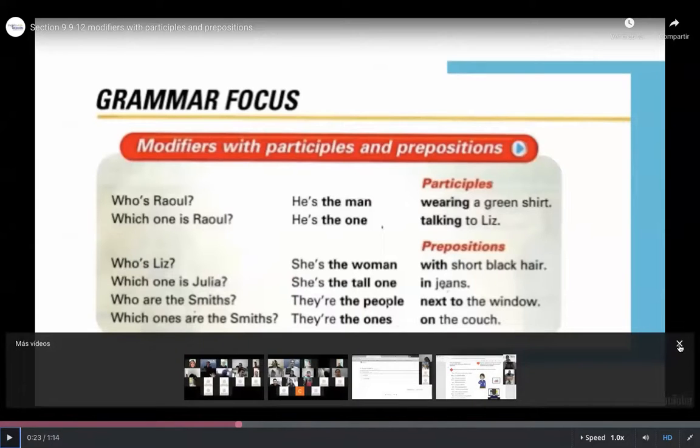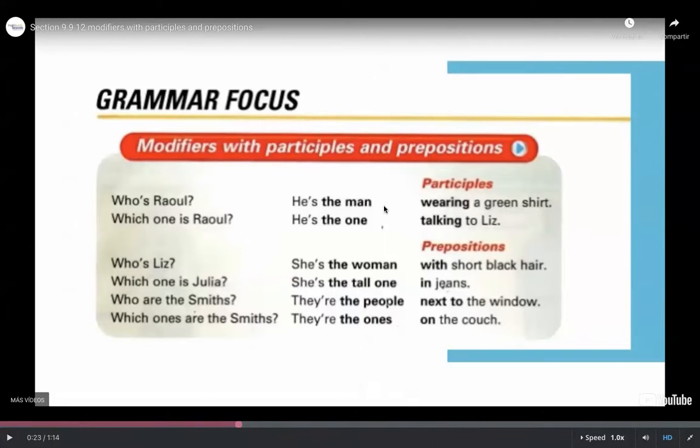Se fijan que hay dos formas de preguntar y dos formas de responder. La respuesta no es única para la pregunta. Pueden decir cualquiera. Pueden decir, who's Raúl? Y pueden contestar, he's the one talking to Liz. Pueden decir, which one is Raúl? Y pueden contestar, he's the man wearing a green shirt. ¿Está bien? Significa que estas dos preguntas, ambas, pueden ser intercambiadas. Igual que la respuesta. No es que solo es una forma de responder o una forma de preguntar. Lo mismo significa para las prepositions. ¿Ok?